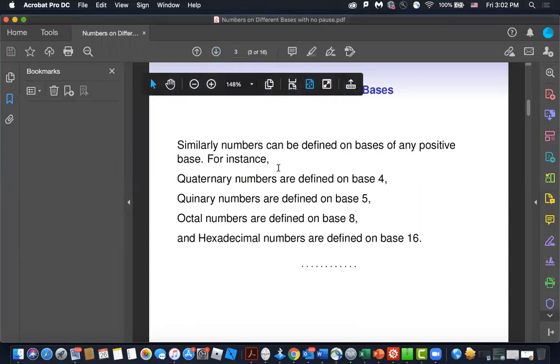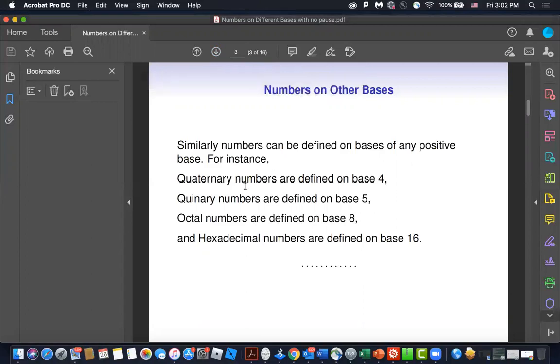As I said earlier, numbers on different bases have been used in history. Here are just some examples: quaternary, base 4, quinary, base 5, octal, base 8, hexadecimal, base 16. These, 8 and 16, are powers of 2. Therefore, they are widely used in computer and information systems. They are so widely used.